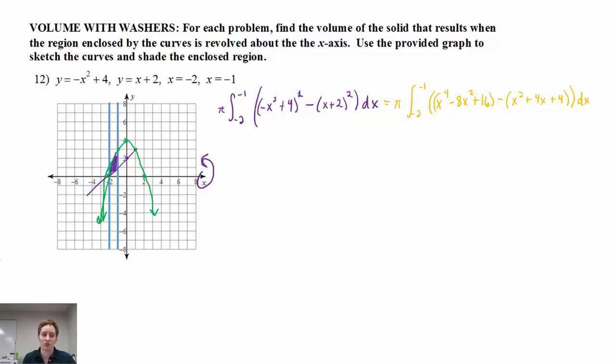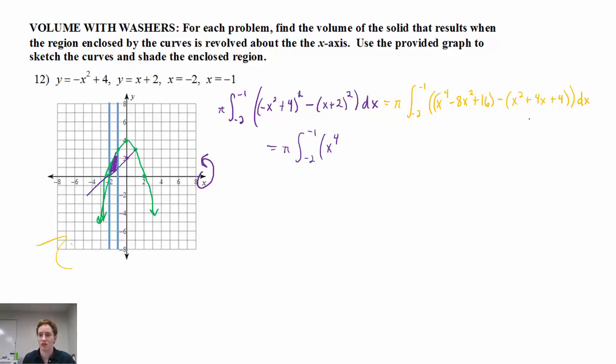We want to add like terms. We don't have to. You can just go straight to the power rule if you want to. It may or may not save you time to add like terms.